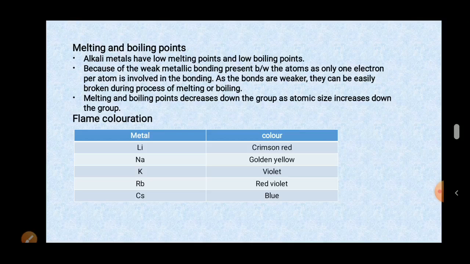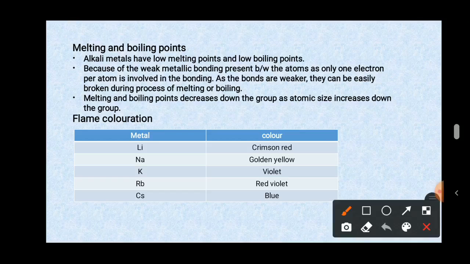Here in the alkali metals, only one electron is present in the outermost shell. That's why it is written like this, ns1. So since one electron is present in the outermost shell, it has a weak metallic bonding.